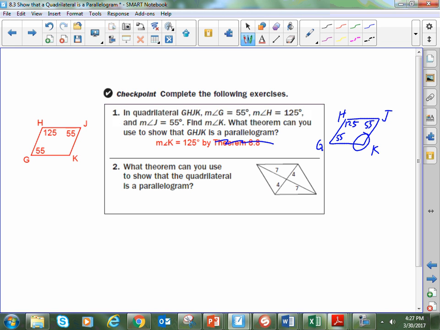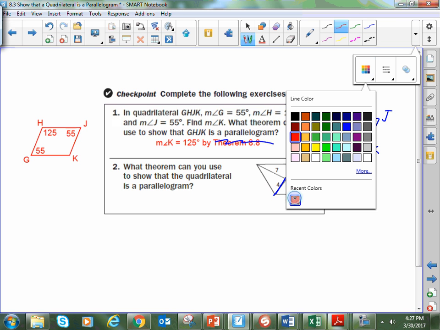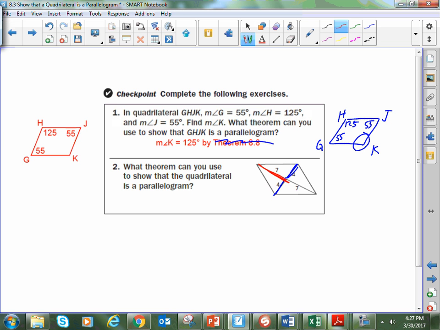What theorem can you use to show that the quadrilateral is a parallelogram? Well, looking here, these are diagonals of a quadrilateral, and the parts of the segment that make up the whole diagonal are congruent to each other. We got 4 and 4, and looking at the other one, that one is 7 and this one is 7.